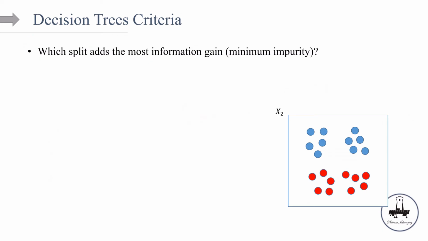Okay, decision trees criteria. At the heart of the decision tree algorithm, we are answering 2 questions: what feature to start with, and where to put the split. In order to answer this, we have to figure out which split adds the most information gain to the model, right? By most information gain, you can think of it as maximum purity. Which split is going to generate the maximum purity among the classes, or minimum impurity? These are all alternative terms that we can use, right?